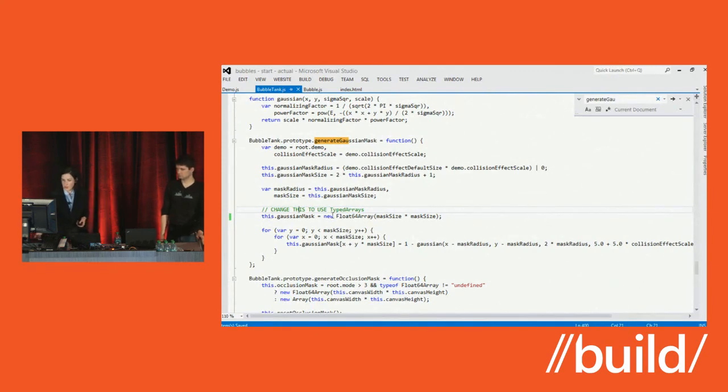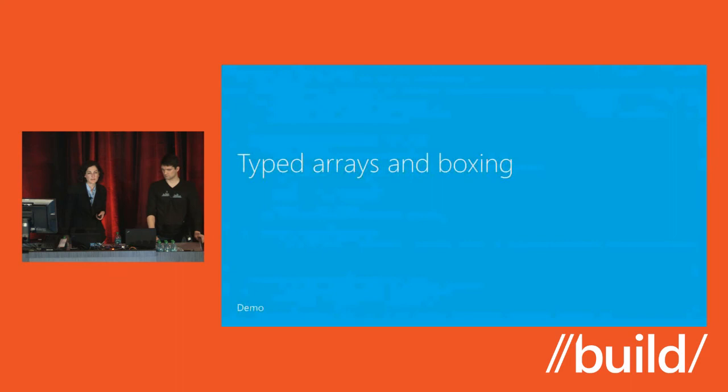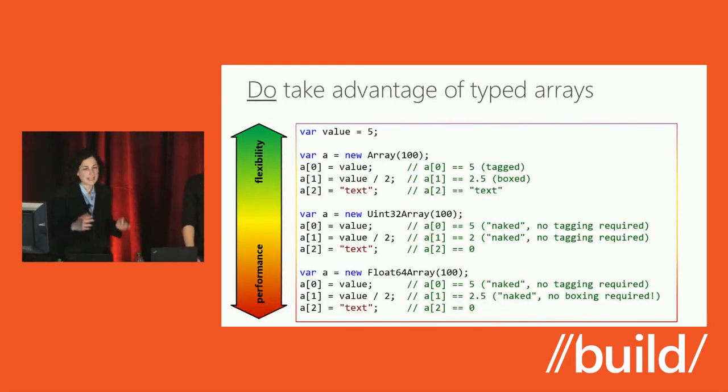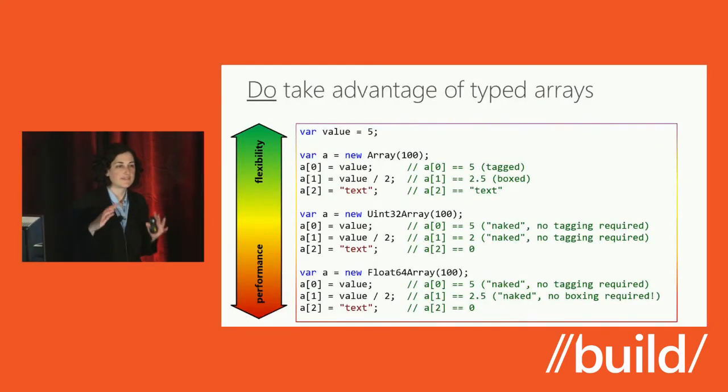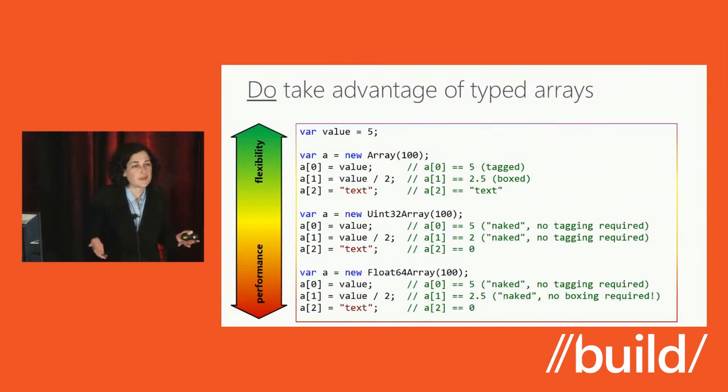So if we go back to these slides, we can talk about this. Definitely take advantage of typed arrays. In terms of flexibility to performance, obviously you can create arrays that are of an unspecified type. It's definitely better if you can specify what the type is made up of and how many elements are in it. But it's even better if you can specify what the values are going to be in there, what the runtime types are going to be in there.